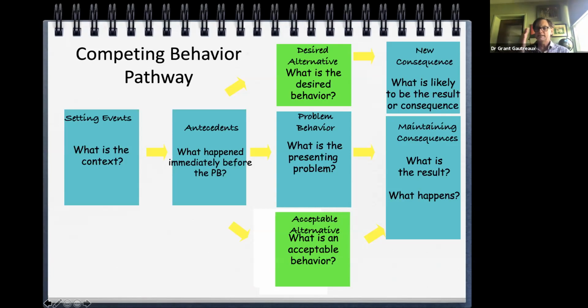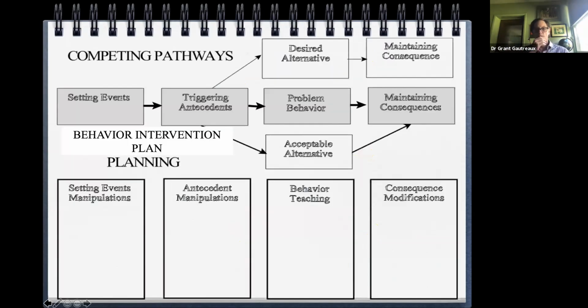And then we have to identify what are those consequences going to be. Will the desired behavior result in some very predictable, powerful consequences? And what's going to happen with each of these? What's currently happening right now, and what will happen if the alternative behavior starts being emitted on a regular basis? And again, that drives what ends up happening with your behavior intervention plan.